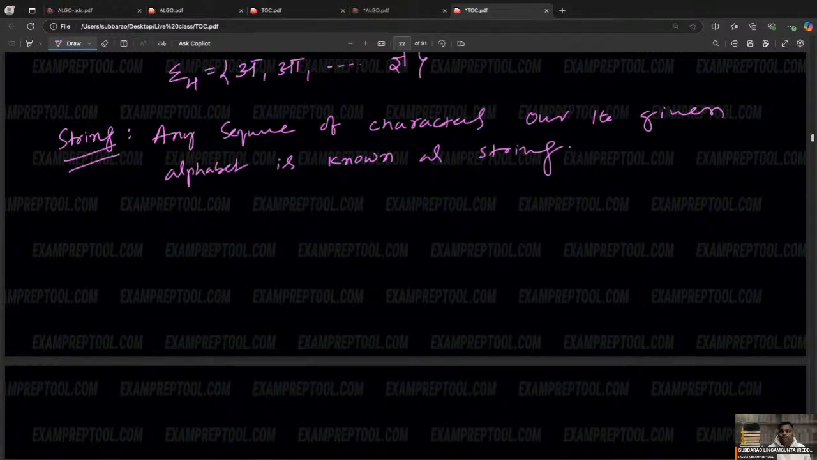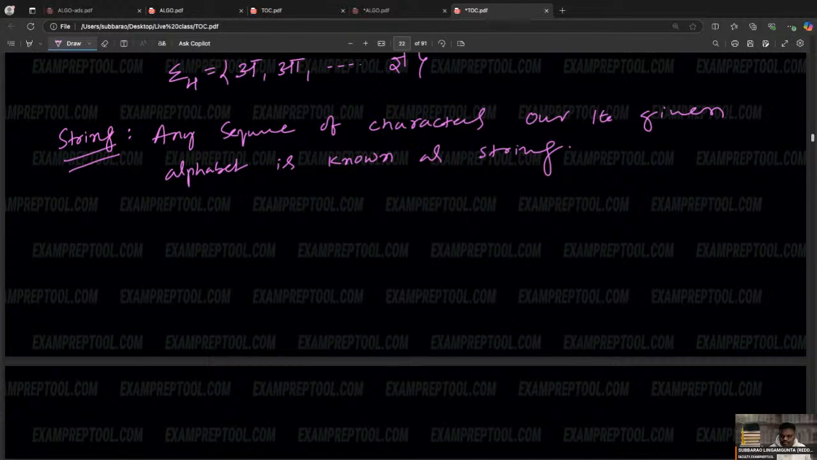So when you have an alphabet, many letters will be there. If you take some set of letters, a sequence of characters, and write it, that is one string. The English language has the alphabet A to Z, so if I pick some characters from there and write them, that is nothing but one string.